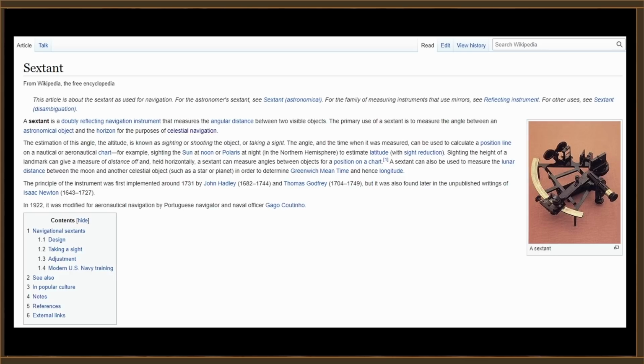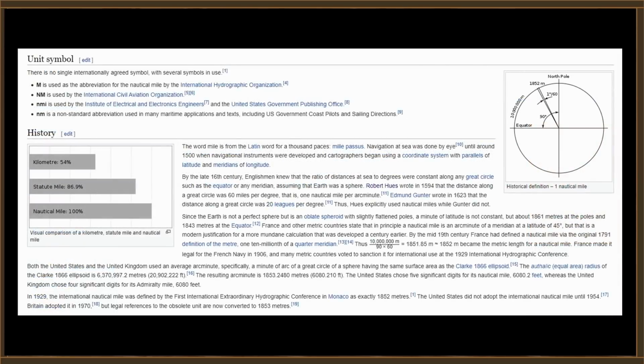You can measure the angle from the local zenith to the celestial object, and the complement of that angle is the same as the elevation angle of that celestial object to the horizon. Now, because we like to use degrees, minutes, and seconds when measuring angles, it only made sense to divide 1 degree of elevation into 60 minutes, and to define the distance along a great circle subtended by 1 minute of elevation change as a nautical mile. That's what Robert Hughes did in 1594, and it has remained that way ever since.